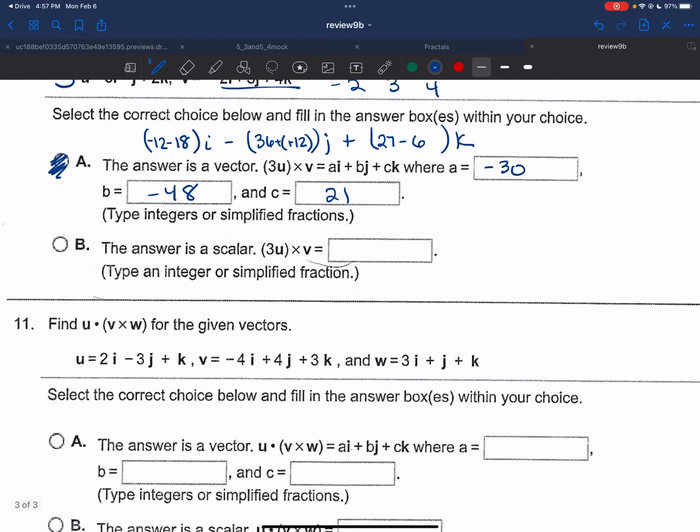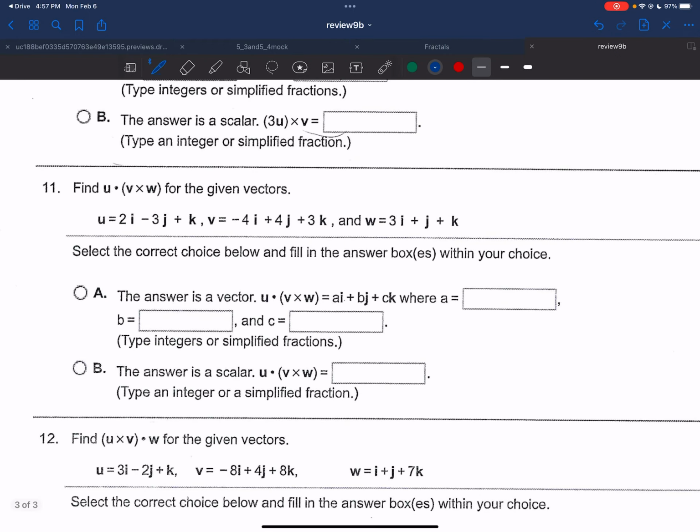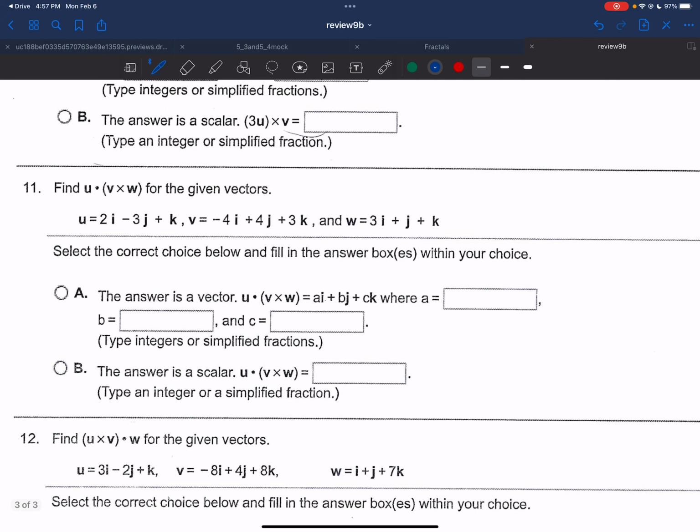Alrighty. Okay, here this one is u dot v cross w for the given vectors. Your last operation is what determines what this is. So it's going to end up being a dot product, so the answer is going to be a scalar quantity. First I have to do my cross product here, and then I'm going to dot product with the u. So let's get these in a cross product. So i, j, k, it's going to be negative 4, 4, 3, 3, 1, 1.